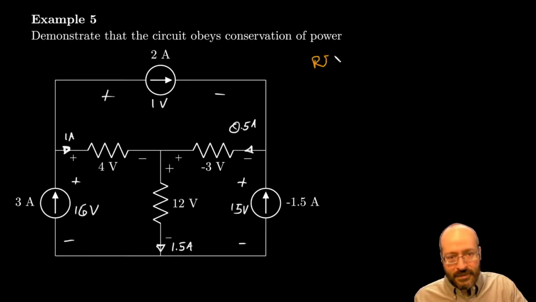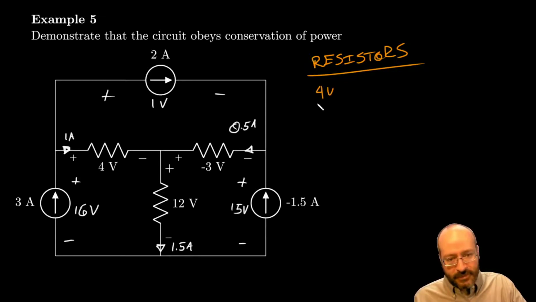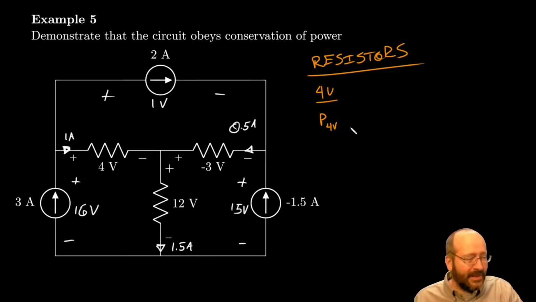They don't have names. It would be easier if they had names, right? So let's start with the resistors and our 4-volt resistor over here. I'm going to look at the power being dissipated by that 4-volt resistor. I'll call it P sub 4V. I suppose that identifies it sufficiently. And I'm going to take the voltage, no matter what it is.